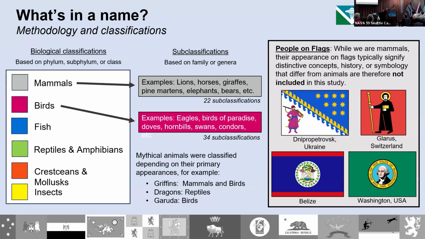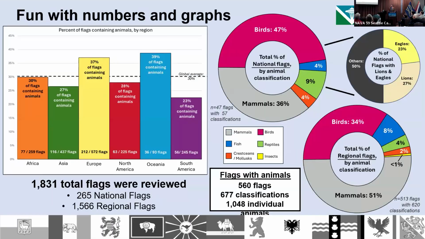So diving into numbers, there's going to be lots of charts and bar charts and colors, and I apologize if that's a lot for you. So just again, focus on the trends. I looked at 1,831 flags, 265 national flags, 1,566 regional flags, of which 560 flags contained at least one animal.